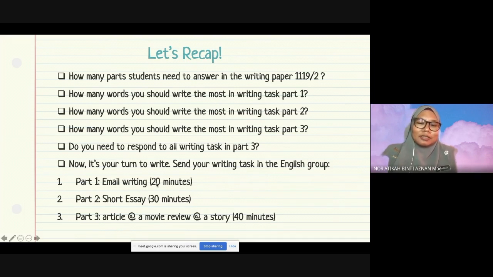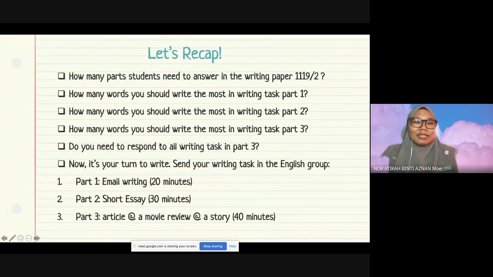This is the time arrangement that I put here because you have only 1 hour and 30 minutes to fulfill all the tasks. And part 2 is a short essay, and the last part is a review or article or a story, which takes 40 minutes of your time. Using the same question, let's see how they actually achieve the target, because we want them to enjoy the writing process. That is very important, and to make them feel that writing is not that difficult. It's not very daunting. It can be very exciting, but it does need a lot of work.